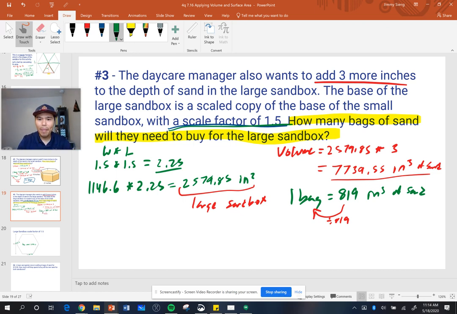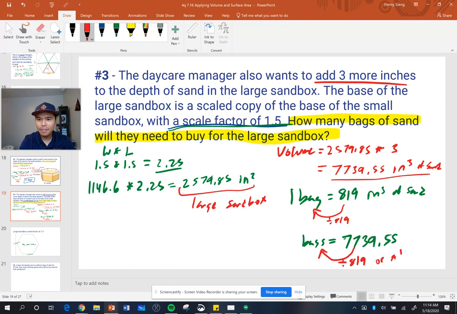So to get the number of bags, if I have here 7,739.55, I need to find the bags. I'm going to do the same thing by dividing by 819, or timesing by 1 over 819, right? Those are the same things. So let's go ahead and do that. We do that divided by 819. I get 9.45 bags. Again, you can't have 0.5 of a bag, so I know I have to buy 10 bags of sand.